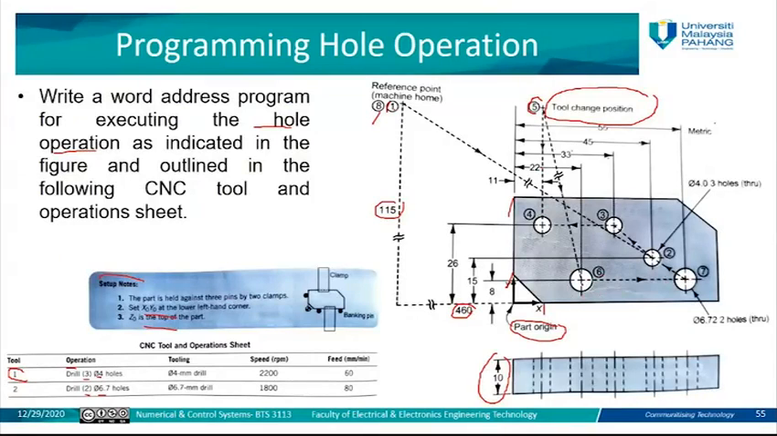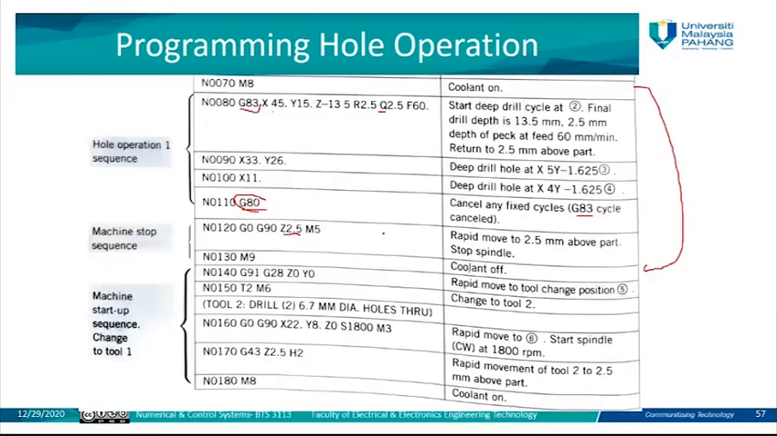Then after creating the hole, go to point number 7. After creating the hole, it will return to the reference point at point number 8, which is the same as point number 1. So start spindle here clockwise with speed at 1800.